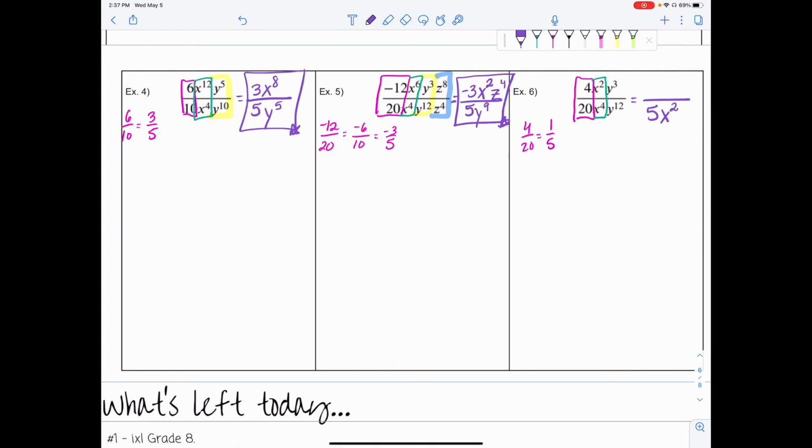And then if we look at our y's, we have y to the 3rd over y to the 12th. y is also going to end up in the denominator. And then if we subtract our exponents, 12 minus 3 is 9. So in this case, nothing else ended up in the numerator, so we have to put that 1. So 1 over 5x squared y to the 9th for our final answer.